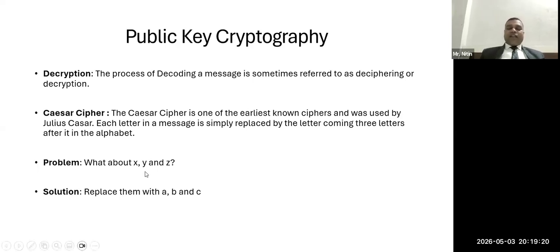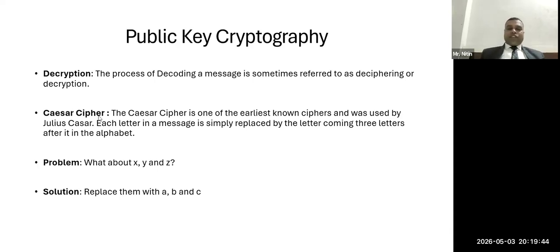Likewise, Y, again the third letter. After Y, we have Z, right? Then A, and then the third letter is B. So in this example, Y will get replaced by B. And then the third letter, that is Z, will get replaced by, after Z, A, B, C. So C is the third letter.